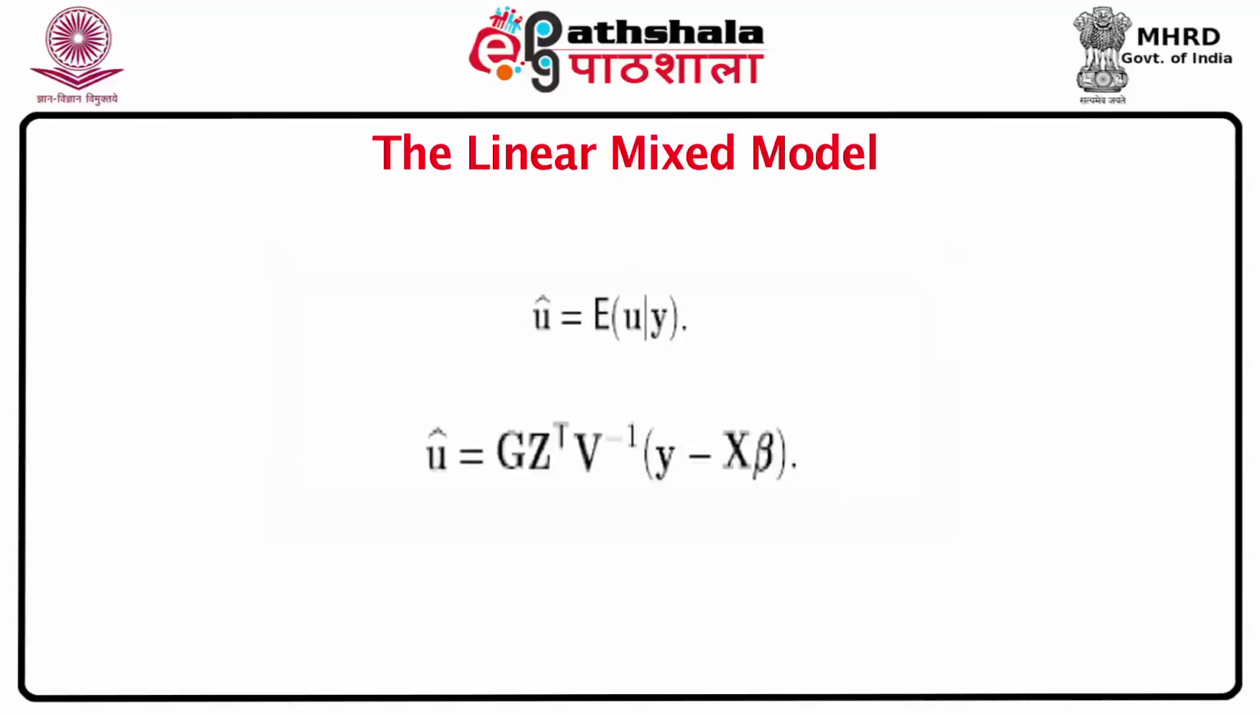It turns out that the best answer to this question is given by the earlier form of beta equal to beta hat and U hat replaced by the expectation of U given Y. If we use the normality and the properties of conditional and marginal normals in linear functions, it turns out that U hat is equal to GZ'V^-1 (Y minus X beta). So this allows me not only to make inferences about the fixed parameters, but also to make predictions about future values.